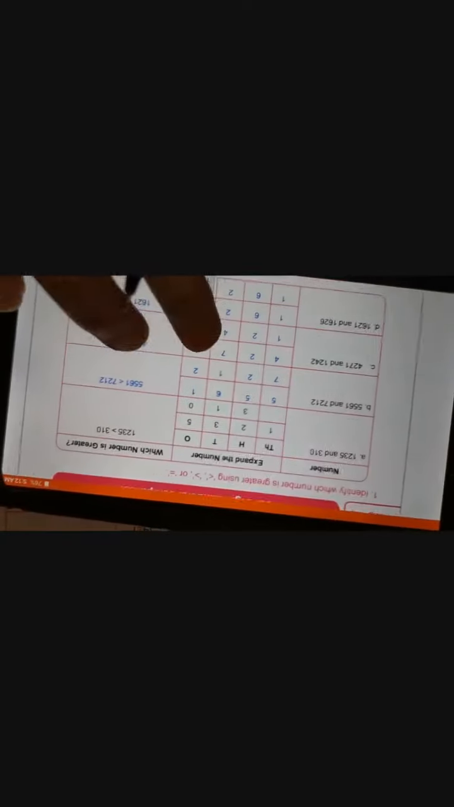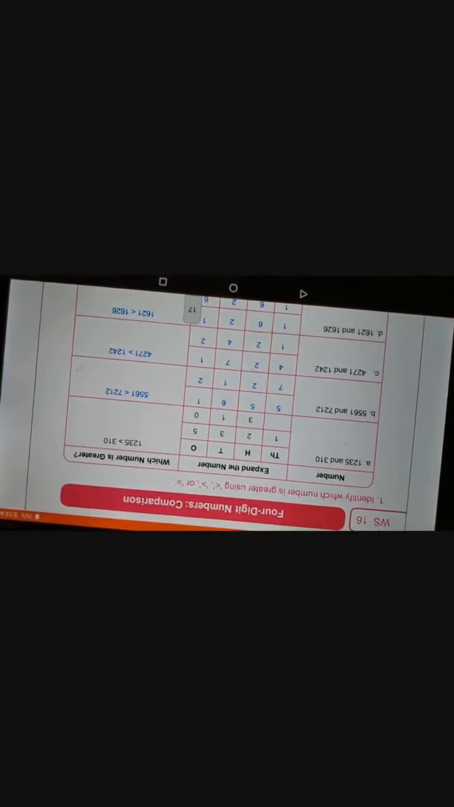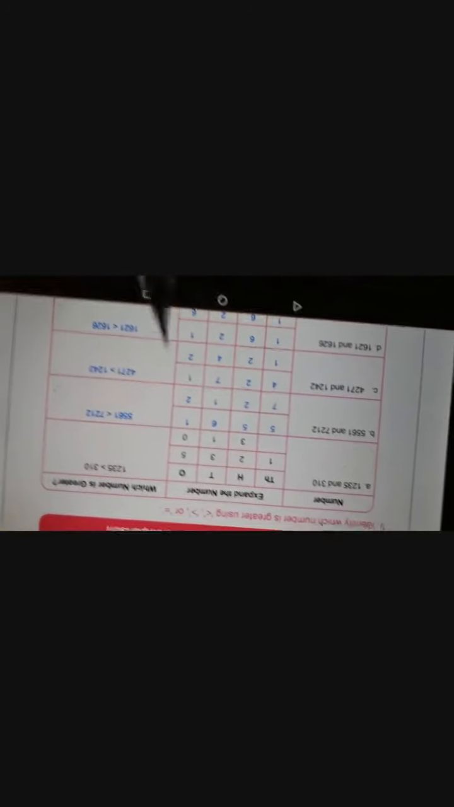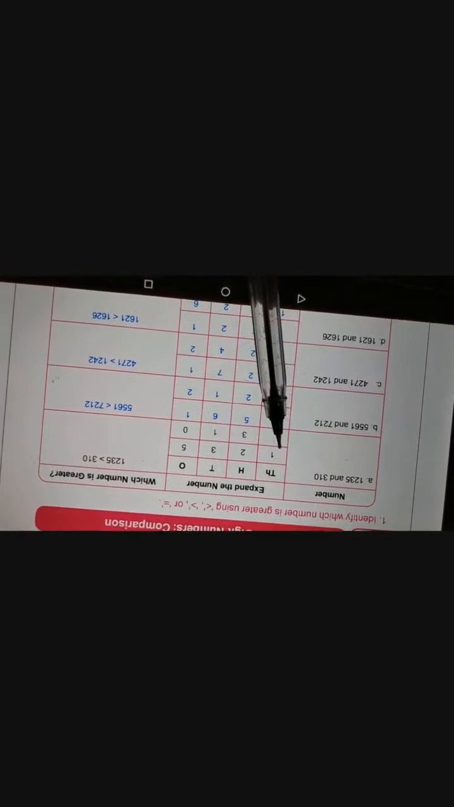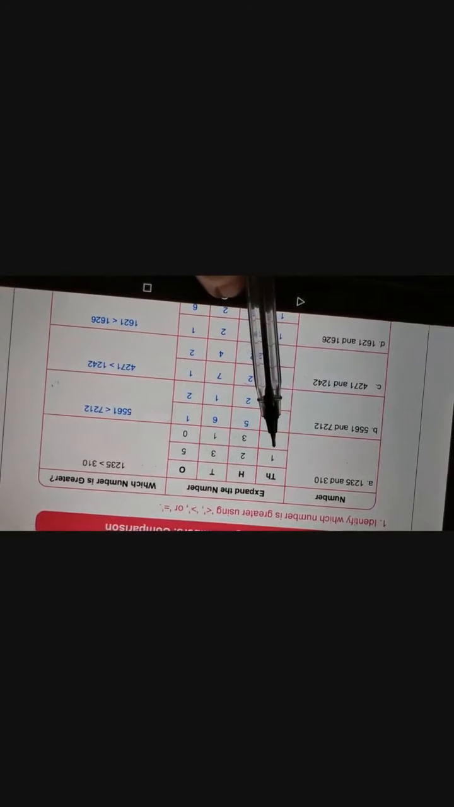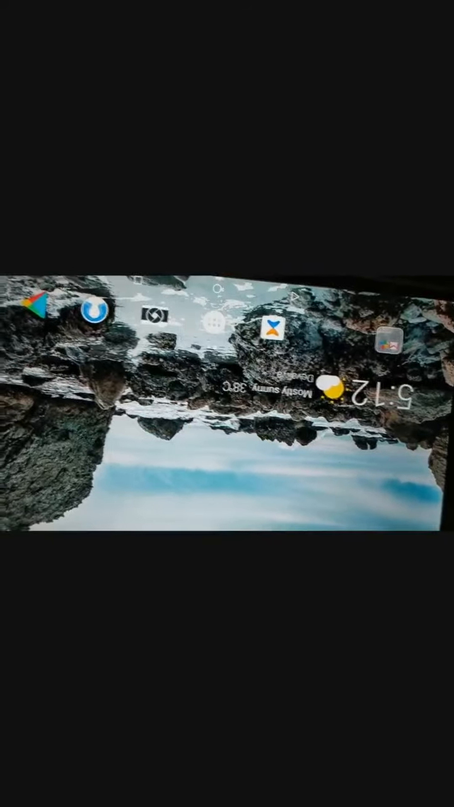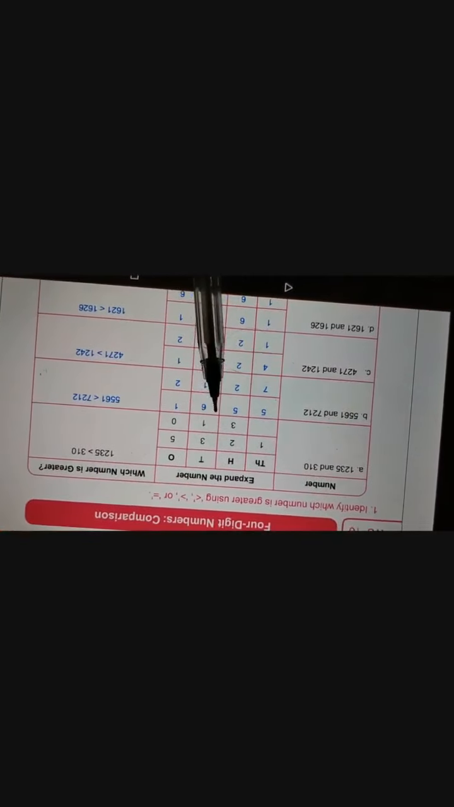Okay students, now we'll start worksheet number 16. 4-digit number comparison: less than, greater than and equal to. So in that, first one number is 1235 and 310 is there. So first of all we have to expand the number. That number's 1s, 10s, 100s and 1000s is there. So here we have to write 1235 greater than 312. This one sign is the greater than.